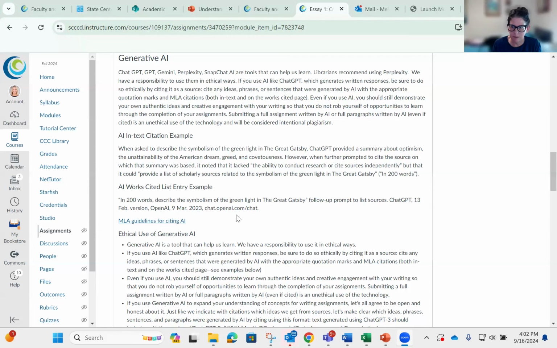Right. All right. So can you see my screen? AI in text. Yeah. It's basically you put the prompt, source, website, date. Yep. That's how you do it.